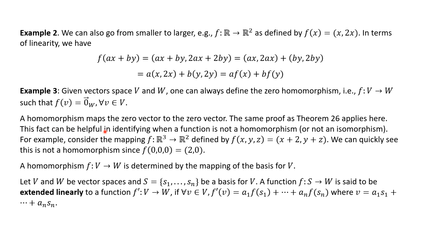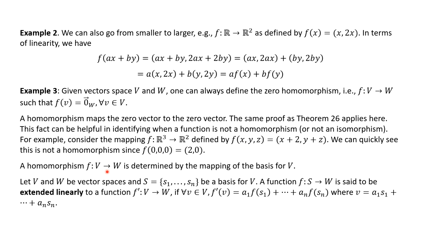This fact may be helpful in identifying when a function is not a homomorphism. So in some cases, you can just look at the definition. Like I give an example here. You have f of (x, y, z) equals (x plus 2, y plus z). But if you put in (0, 0, 0) here, you get (2, 0), which is not the zero vector. So without even doing any more checking, we know that this is not a homomorphism.